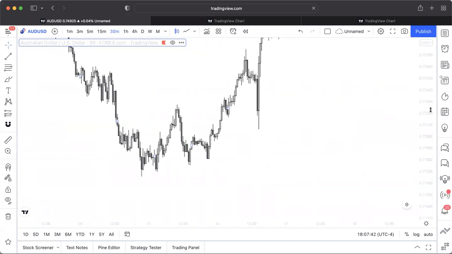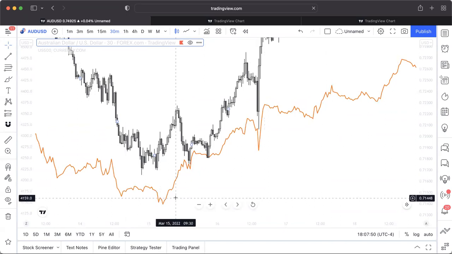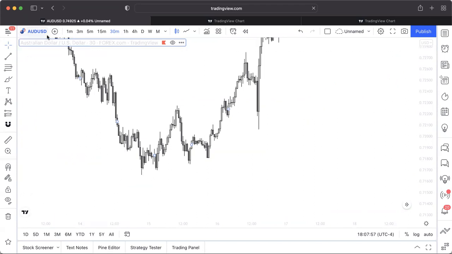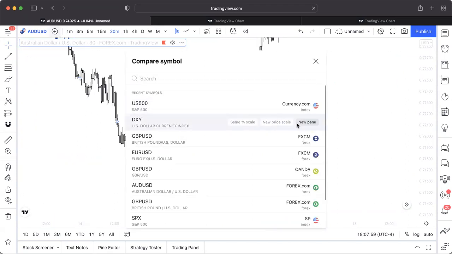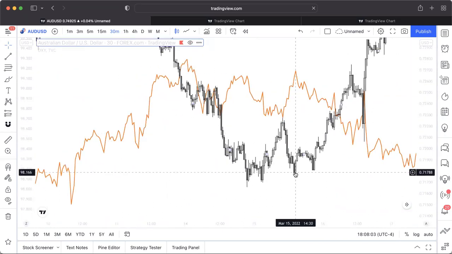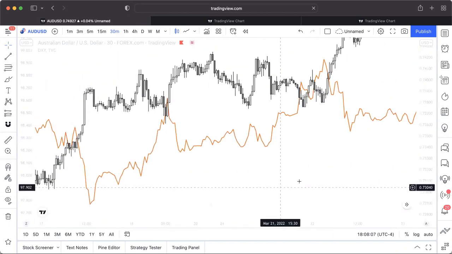So that's why it was confusing. I was looking at the US 500. Okay, seems like nobody noticed that. Still the same thing. Okay, this is DXY finally. So now it will make sense.